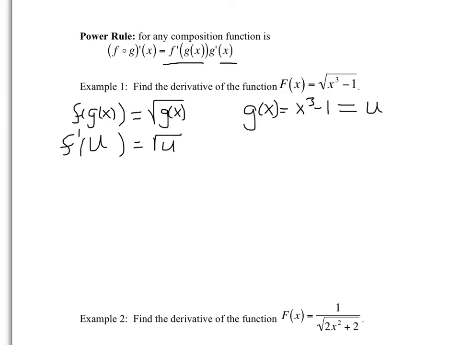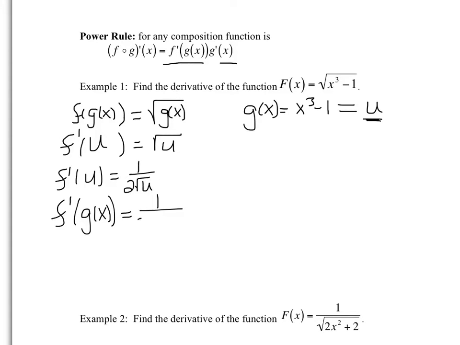Now we've already done a lot with square roots, and we hopefully know by this point that that would equal 1 over 2 square roots of u. So f prime of u is 1 over 2 square roots of u. The problem is we don't want this in terms of u. We substituted once to make the problem easier, but now we need to substitute again, and turn that back into f prime of g of x, and we know that g of x equals x cubed minus 1. So I'm going to just plug that in. That is our final f prime of g of x, which is the first part of our rule.